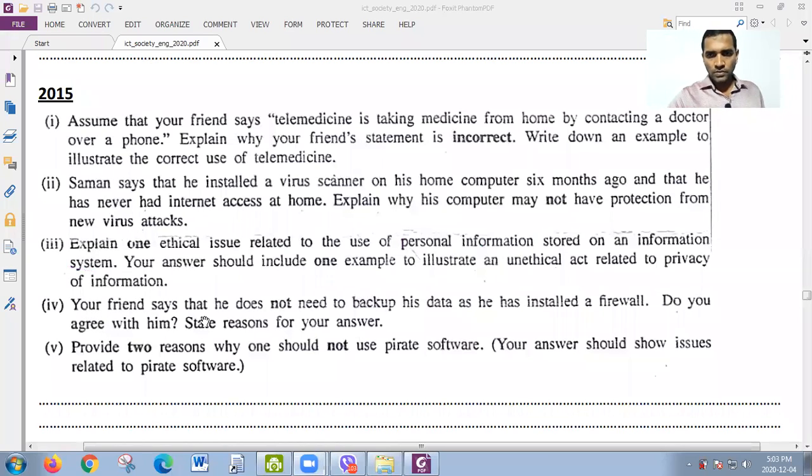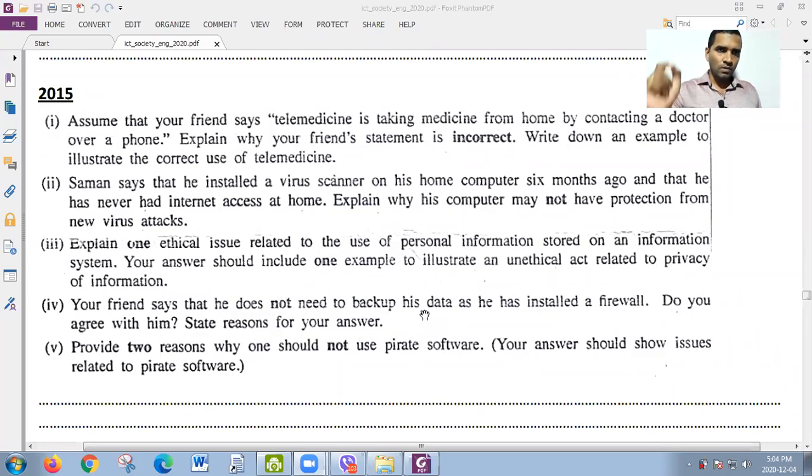Your friend says that he does not need to back up his data as he has installed a firewall. Do you agree with him? State reasons for your answer. I repeat it. Your friend says that he does not need to back up his data as he has installed a firewall. Do you agree with him? State reasons for your answer. Do you agree? No, right?